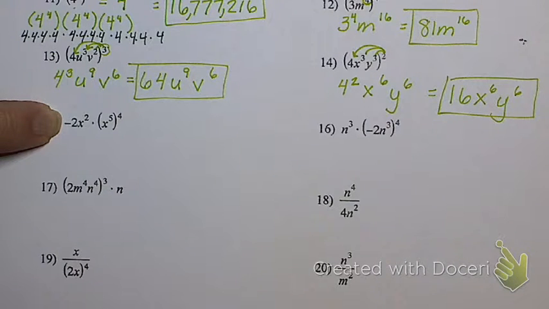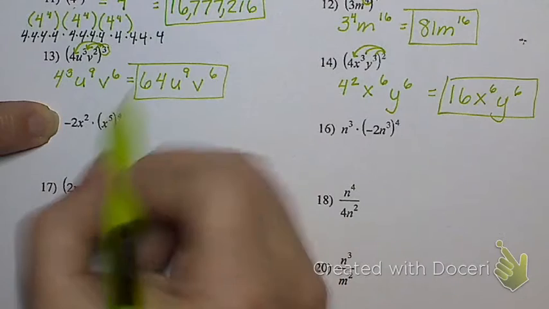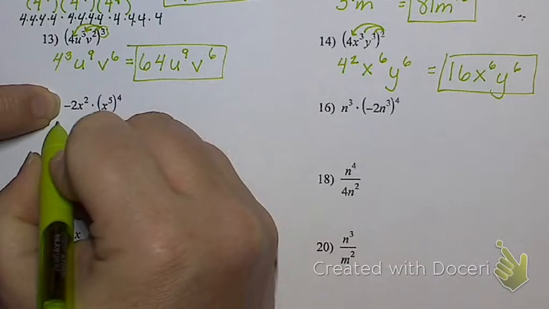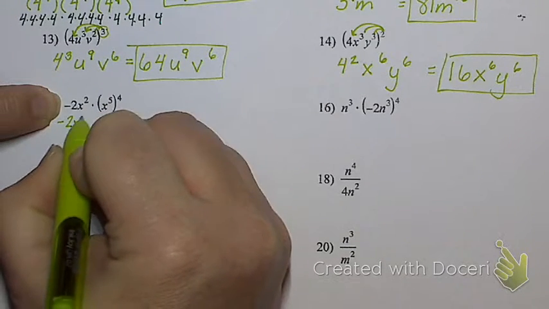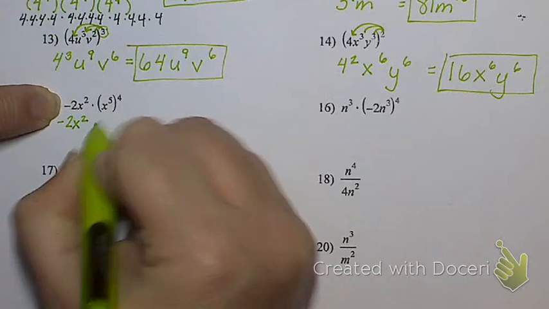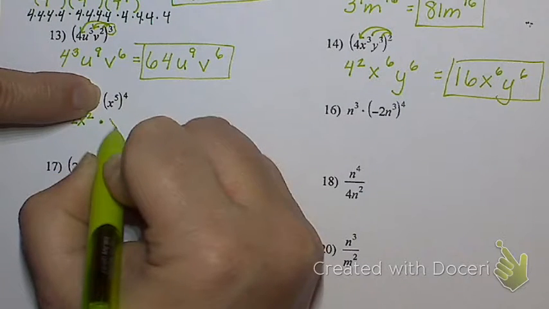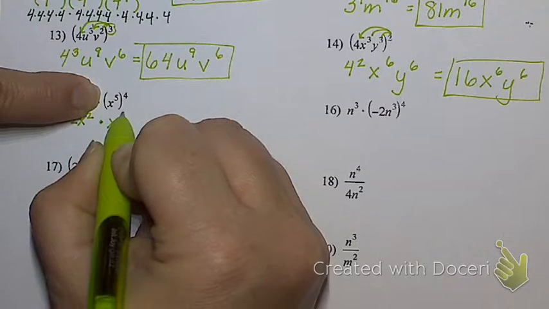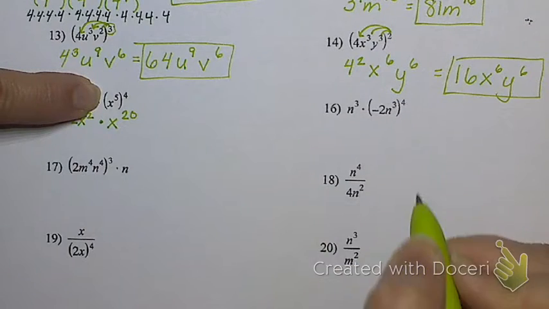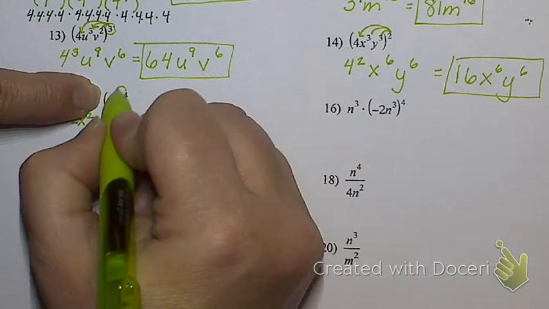Distribute what? I need to take care of the parentheses, right? So I'm going to leave this negative 2x squared as it is. And I'm going to simplify this. This would become x to the what? 20th, because I would multiply them, right? I'm distributing an exponent, basically.